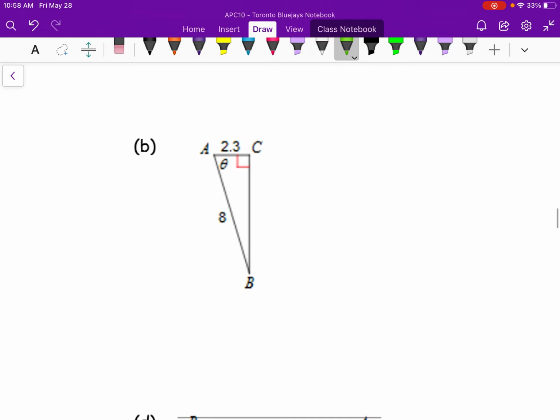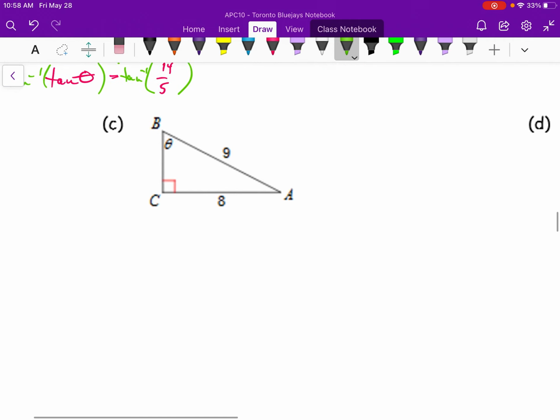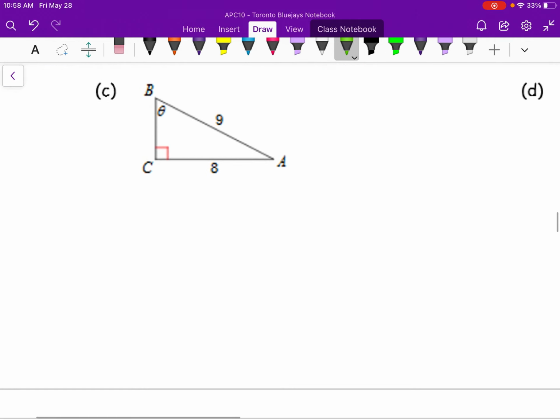Let's move on. Whoa, this one's crazy. Now, this one doesn't interest me too much. This one does. Why does this one interest me and the other one doesn't? Well, I'm just going to say this one is more interesting to me because we haven't done the sine ratio yet. And I believe this is the sine.